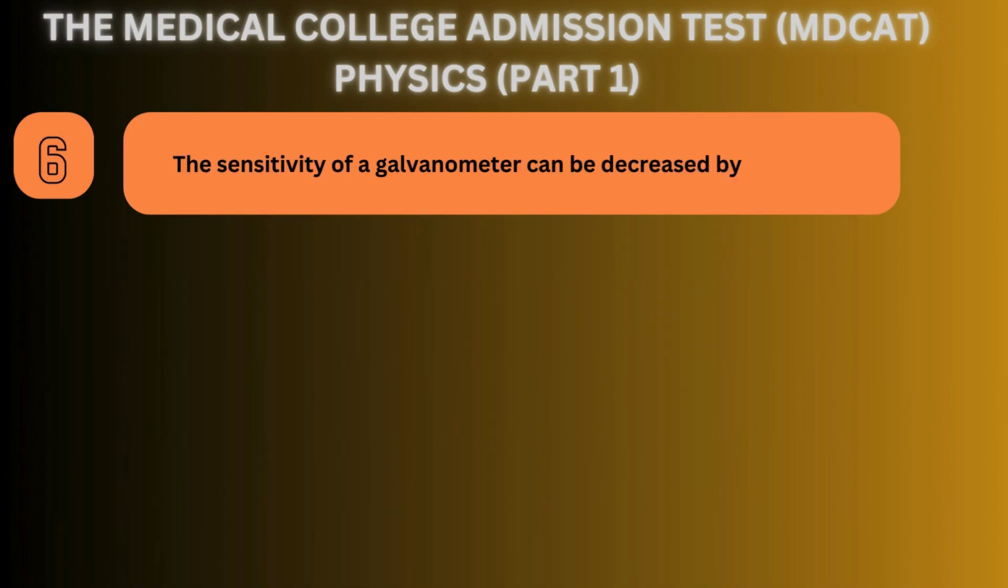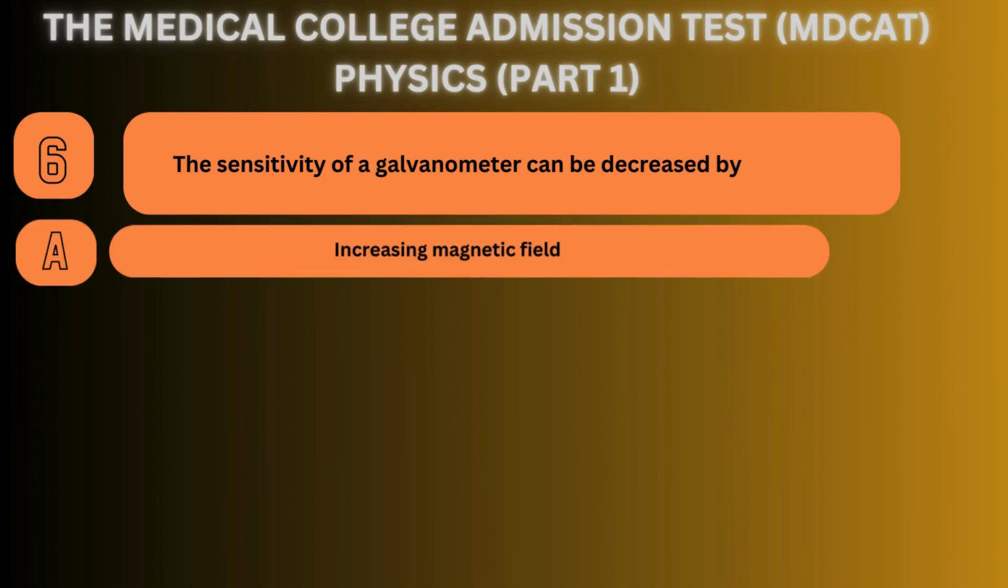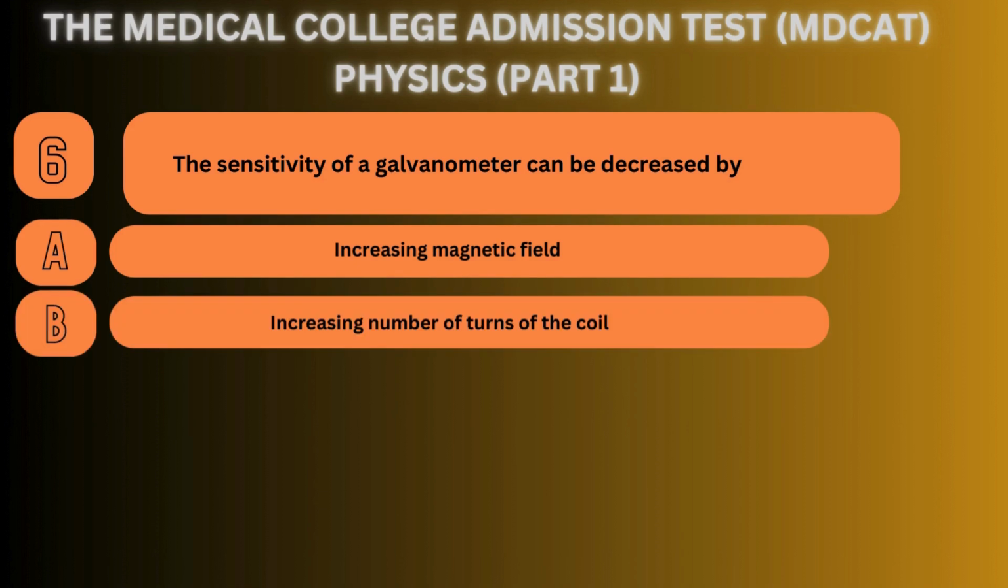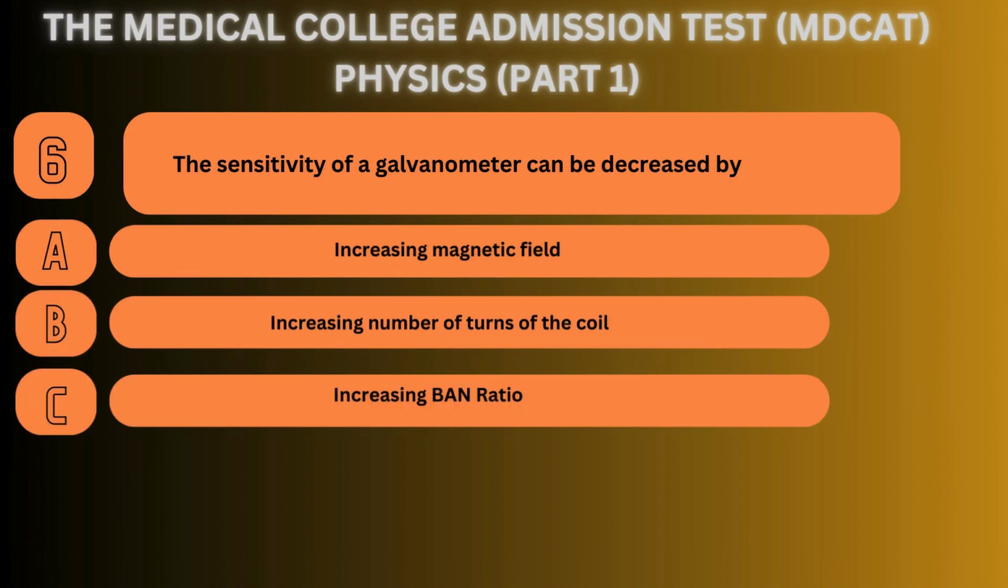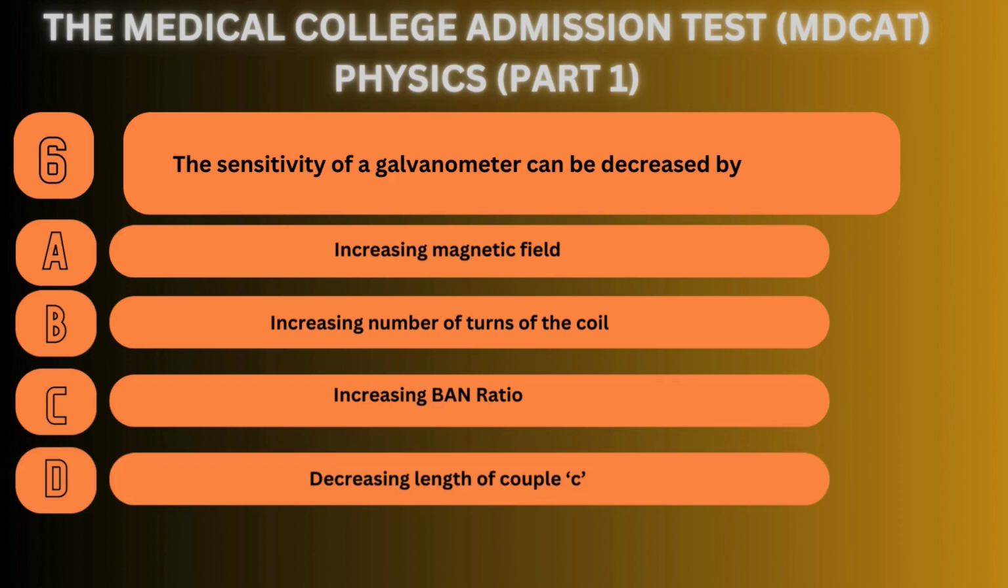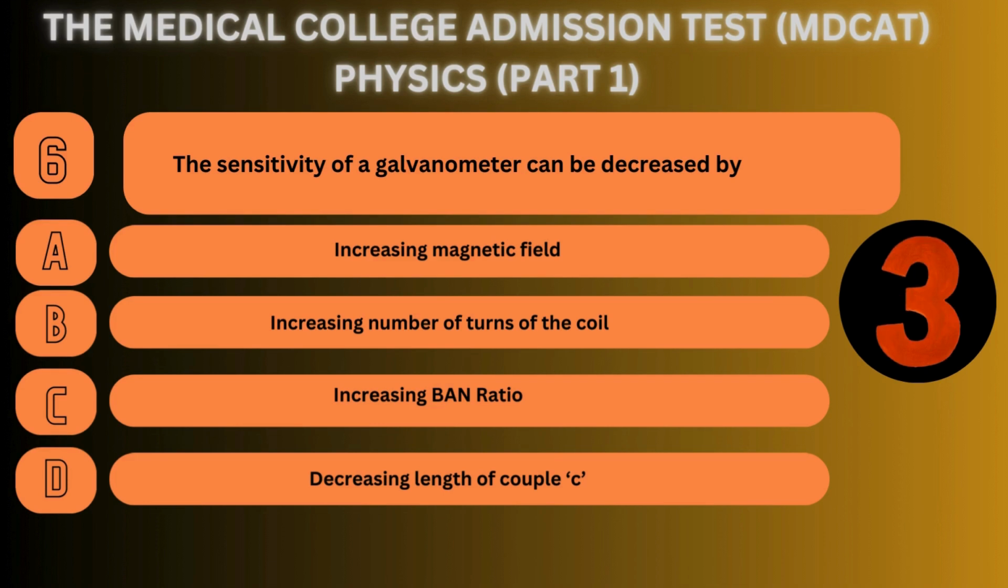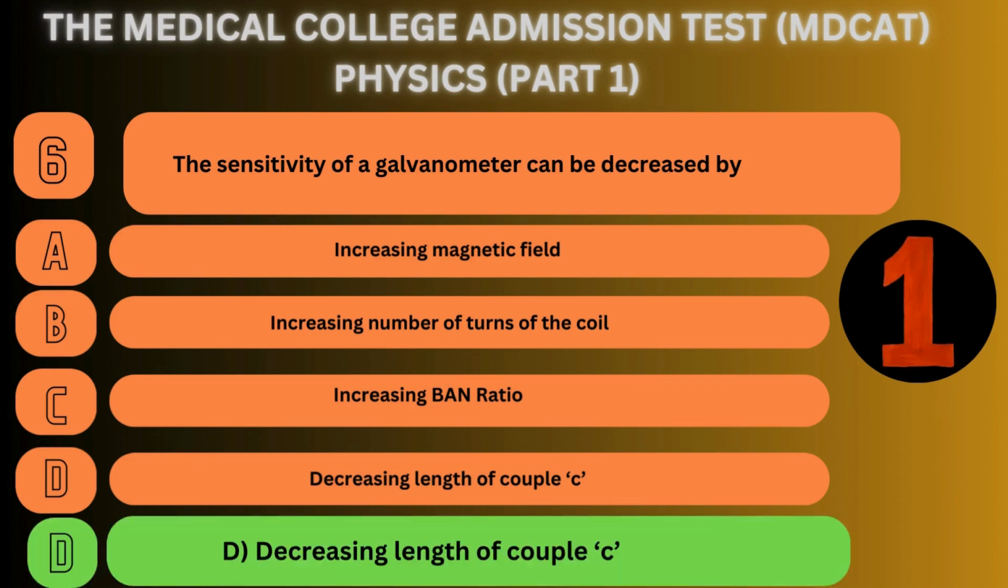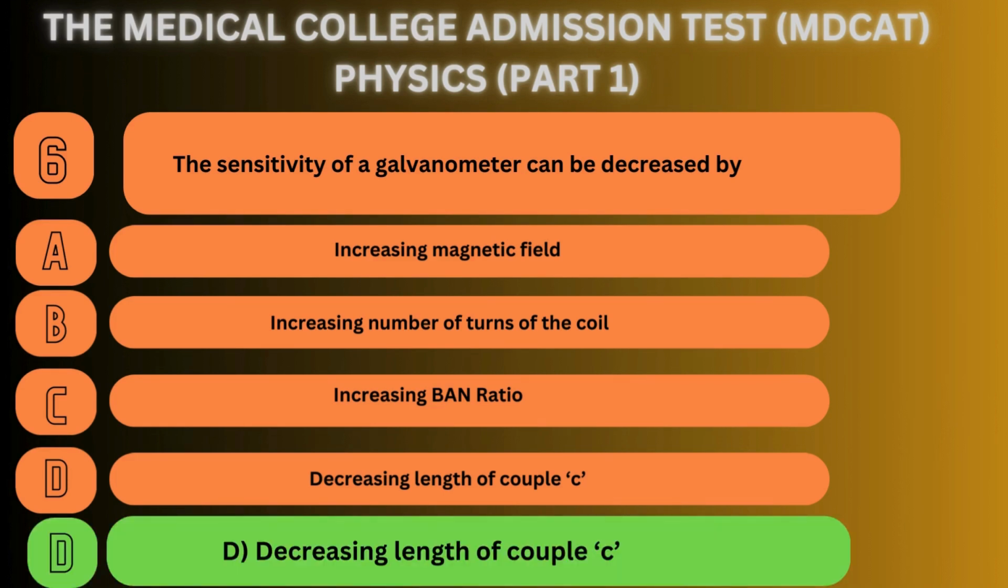Question number 6. The sensitivity of a galvanometer can be decreased by option A, increasing magnetic field, option B, increasing number of turns of the coil, option C, increasing area ratio, option D, decreasing length of couple C. 5, 4, 3, 2, 1. Correct answer is D, decreasing length of couple C.